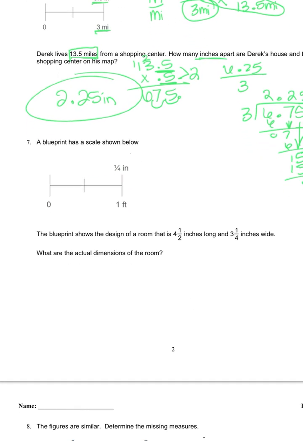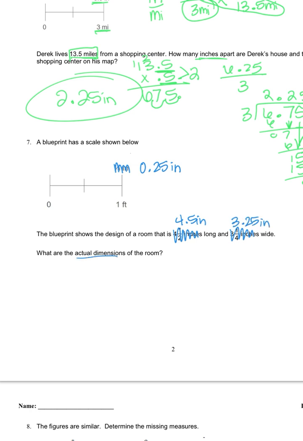All right, we're going to do the exact same thing for this problem, and I'm going to turn all of my fractions into decimals to make it nice and easy. So instead of having 1/4 of an inch, I'm going to think of my quarters, and 1/4 is the same thing as 0.25 inch is equal to 1 foot. The blueprint shows the design of the room as 4.5 inches long, and it is 3 1/4 inches wide. I'm going to change it to 3.25 inches wide.